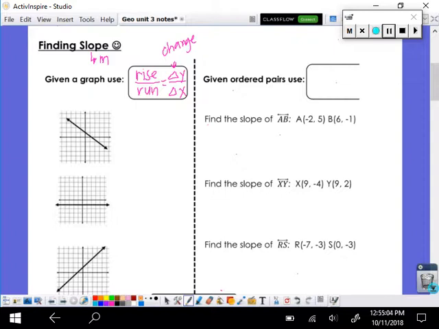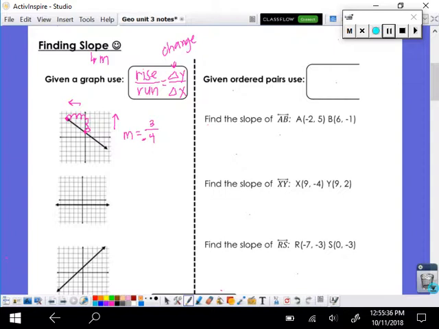So let's say I choose that point right there, and then I'm going to choose the point where my line intersects my graph. And then I'm going to count my rise. 1, 2, 3. So I went up 3, which was positive. And now I'm going to the left, which means the negative number. I'm going to the left, 1, 2, 3, 4. So I've got 3 over negative 4 would be my slope.